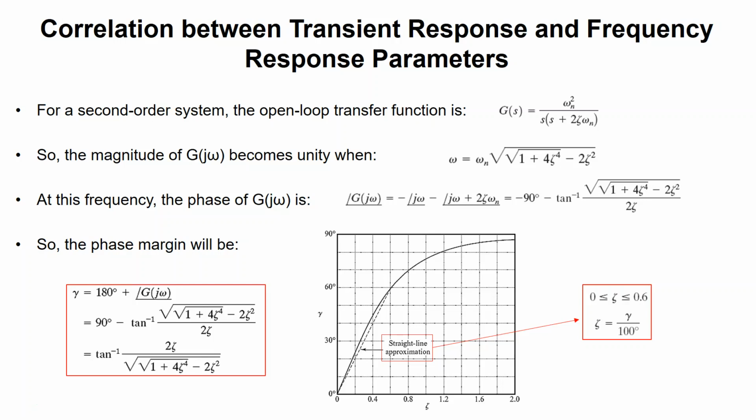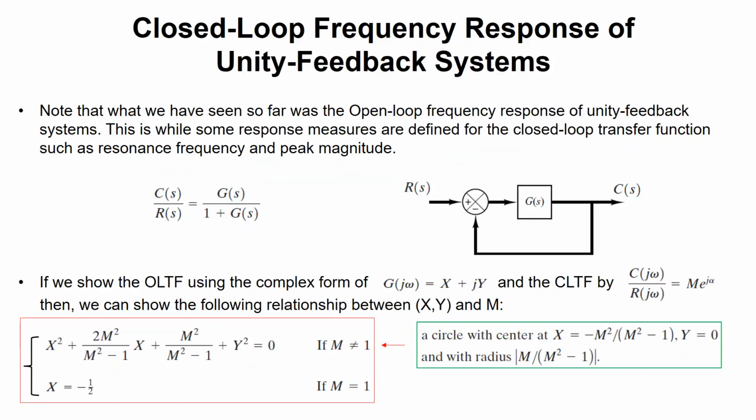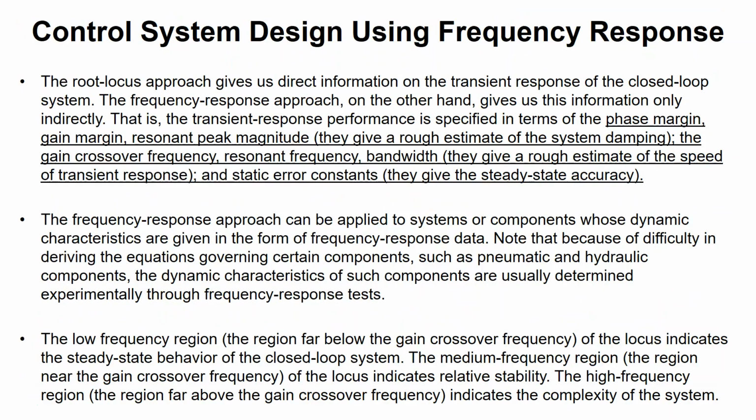And the other one, if you remember, was for a standard second order system. If I give you phase margin gamma, then you can, from this nonlinear equation, or in a region of zeta between 0 to 0.6 or gamma between 0 to 60 degrees, you can just divide gamma by 100 and get zeta approximately. So you can get zeta based on phase margin for a standard second order system too.